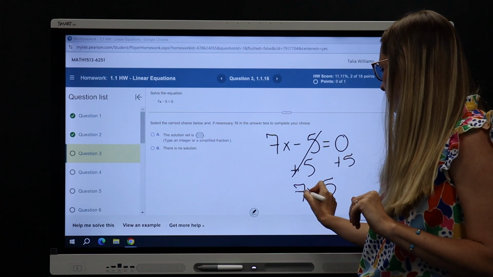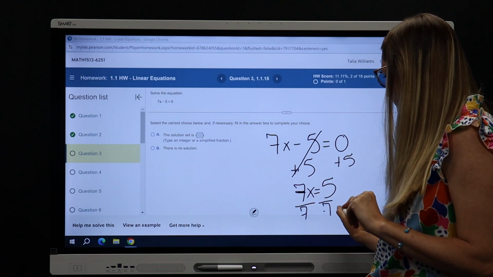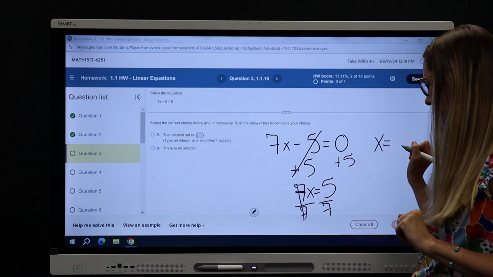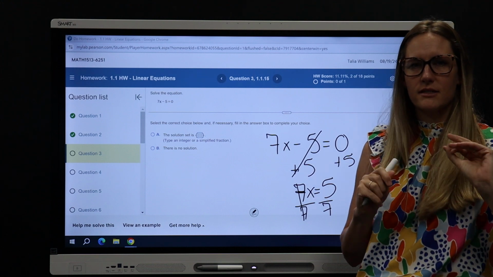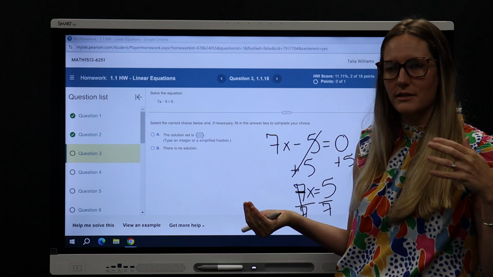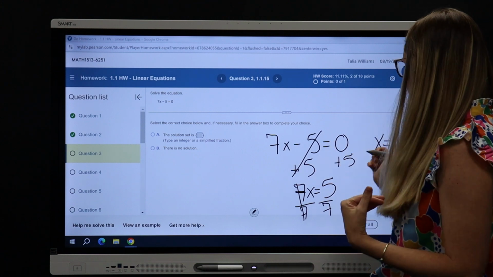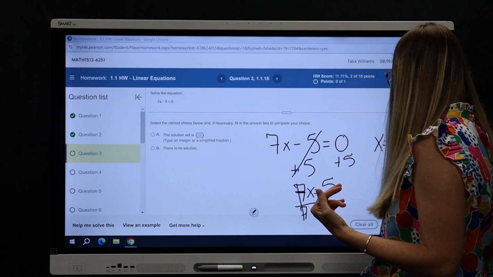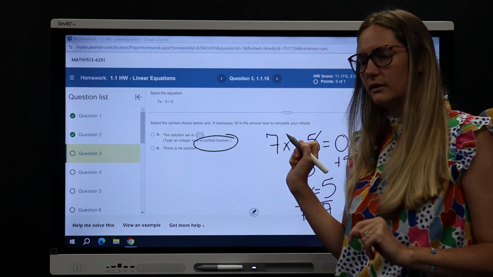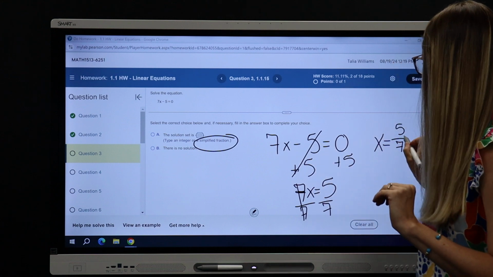So then opposite of multiplying by 7 is dividing by 7. 7 divided by 7 is 1, so I have x equals 5 divided by 7, which does not simplify. It's not like 14 divided by 7, we're not going to get 2. It's not 7 divided by 7, we're not going to get 1. If you have a number like that, type it in as the fraction. So we're going to have 5/7. Don't do, like it says, simplified fraction. Leave it as the fraction. Don't change it to a decimal, it won't take it. So this is going to be our answer.